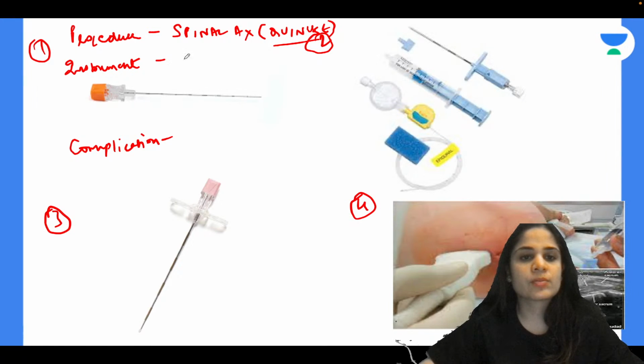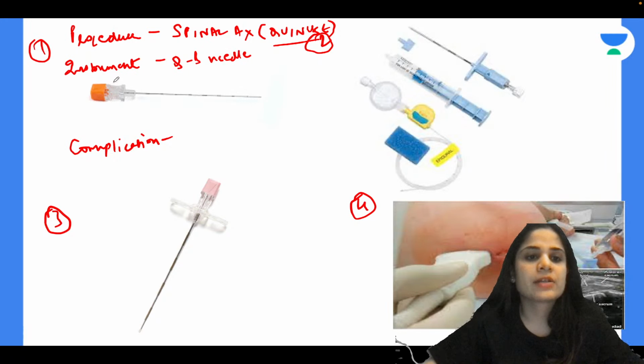Now what is the instrument called? The instrument is called Quincke-Babcock needle. How will you identify this instrument? For identification, see, it's a plain stainless steel needle that you can see, and over here you have a transparent hub. Why do you have a transparent hub over here? So that you can see your transparent CSF flowing out.